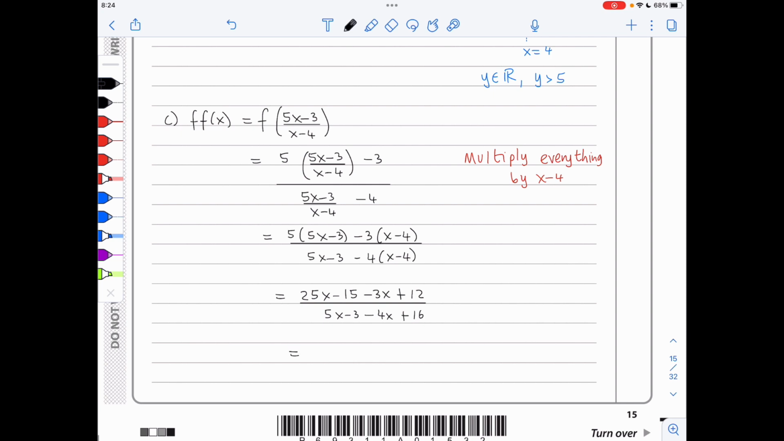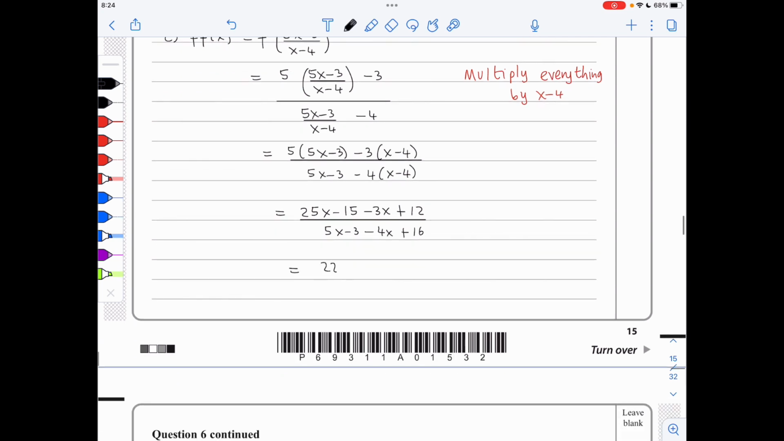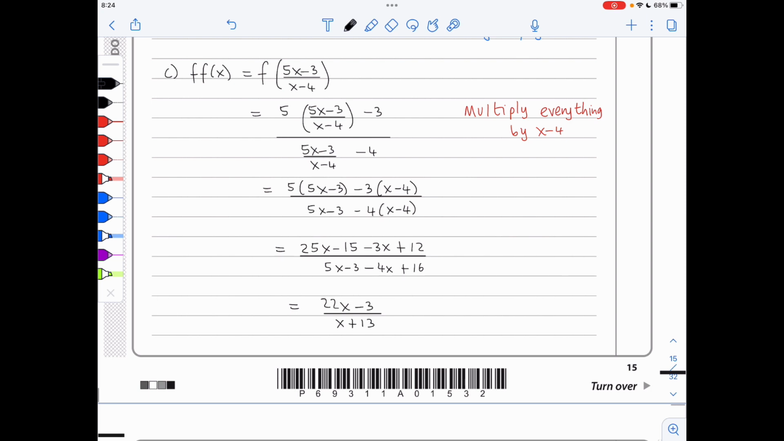and this leads to 22x minus 3 over x plus 13. This is an expression for f of x. Now we need to give the domain as always. So the domain is simply the domain of f of x, because it depends on f of x. So we simply say that x belongs to the reals and x is greater than 4.